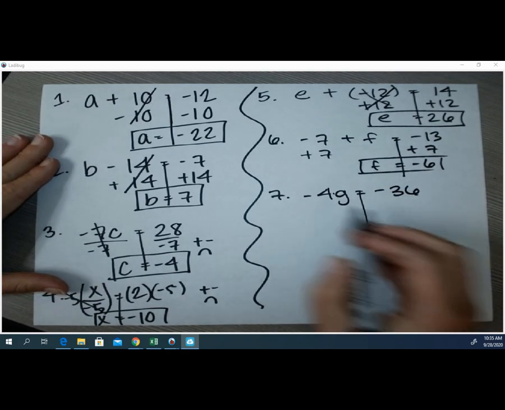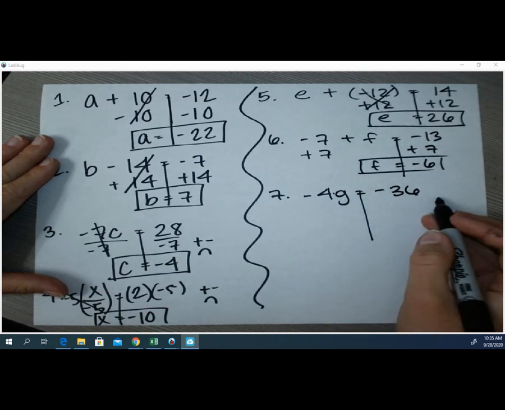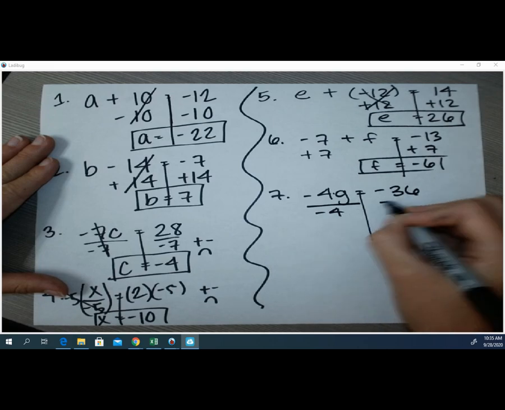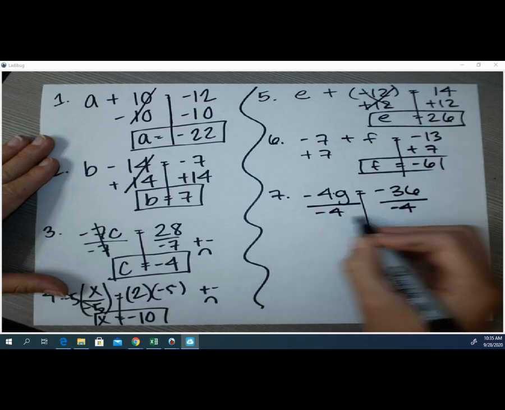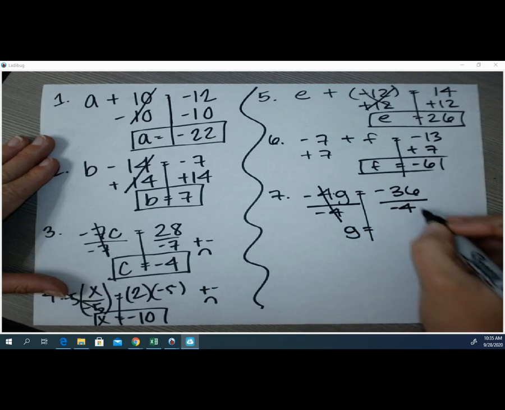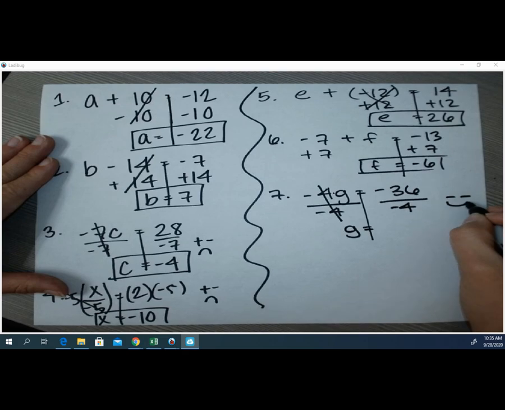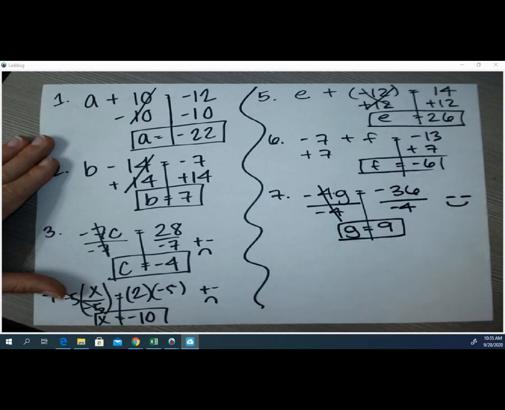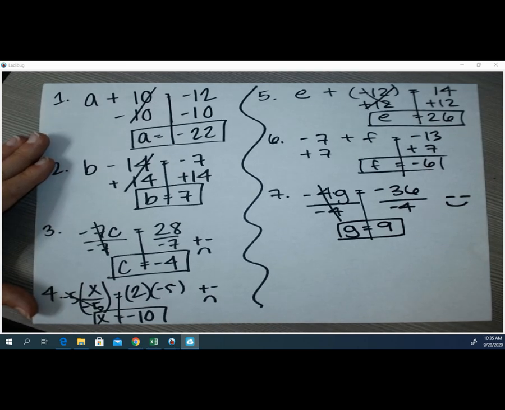Now let's check. Negative 4 times G is equal to negative 36. The opposite of multiplication is division, so I will divide both sides by negative 4. What I do to one side, I must do to the other. I'm left with G on the left side, and negative 36 divided by negative 4, a negative divided by a negative is a positive. So I get 9. G is equal to 9.